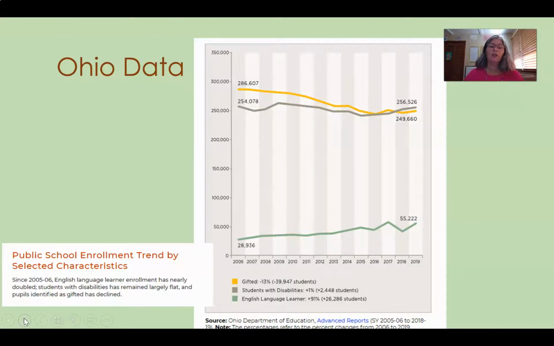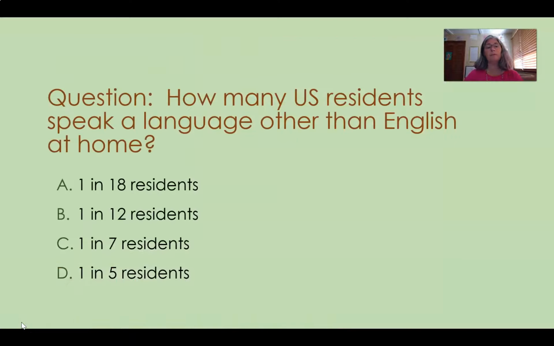So I thought I'd show, this is a chart of public school enrollment trend by gifted students, students with disabilities, and English language learners. And although obviously there's a big gap, that English language learners are not a large percentage of our students, it is something that is steadily increasing over time.